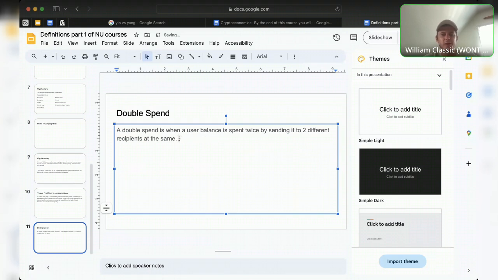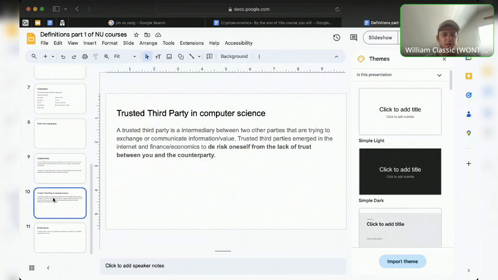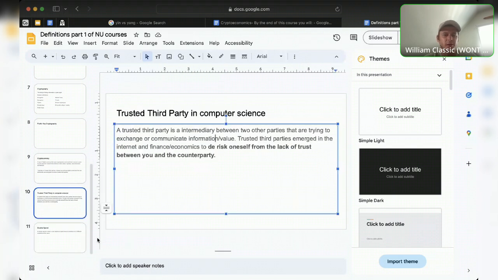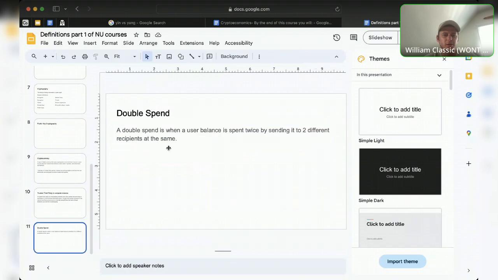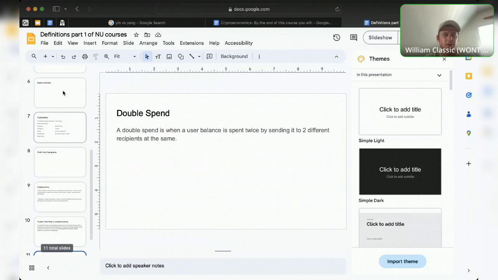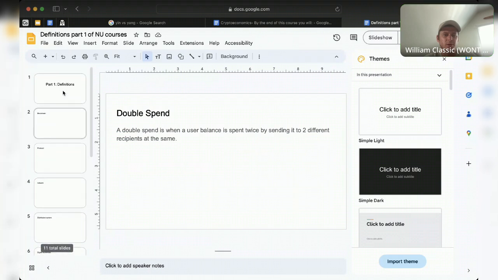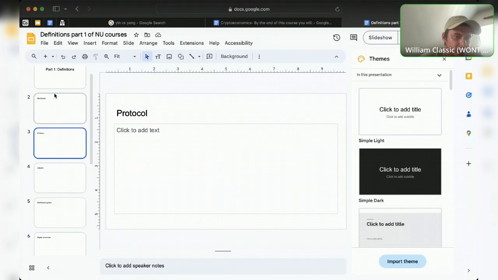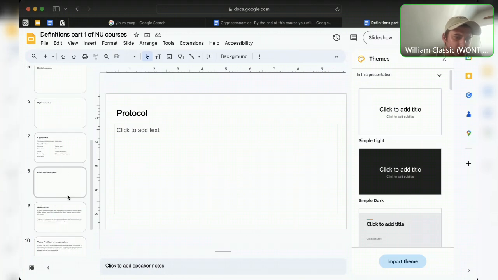I feel like I shouldn't be getting into this because this is what the courses are for. I feel like I'm doing the courses in the definitions. But that's okay. Okay. Got a good number of definitions. Cryptography.